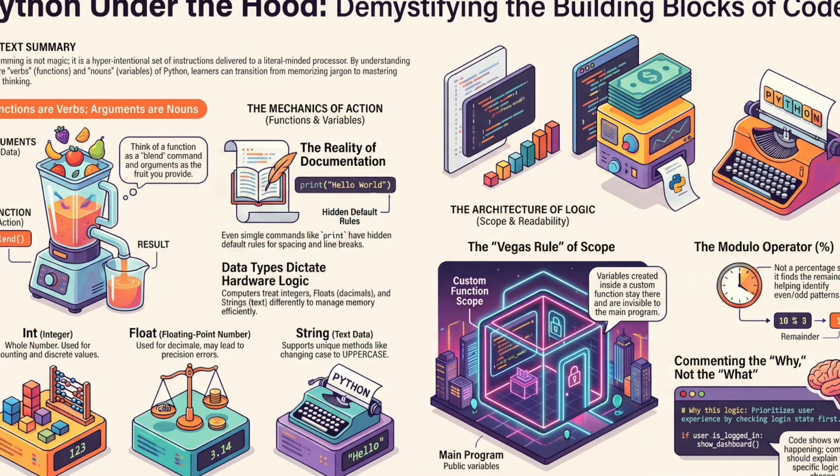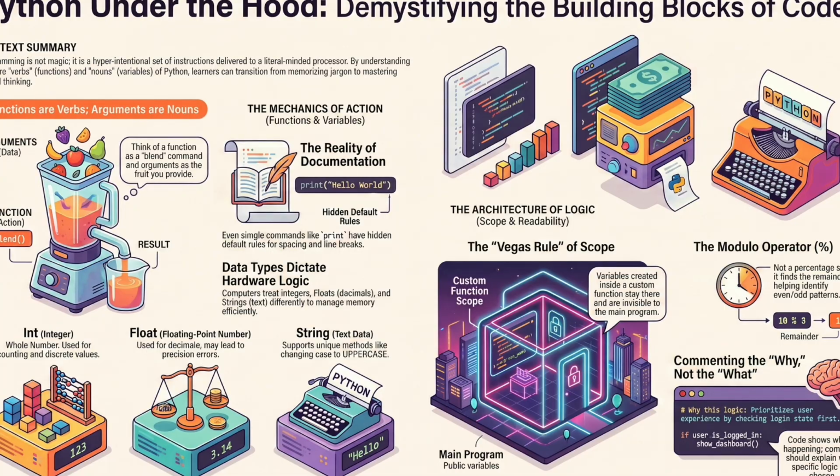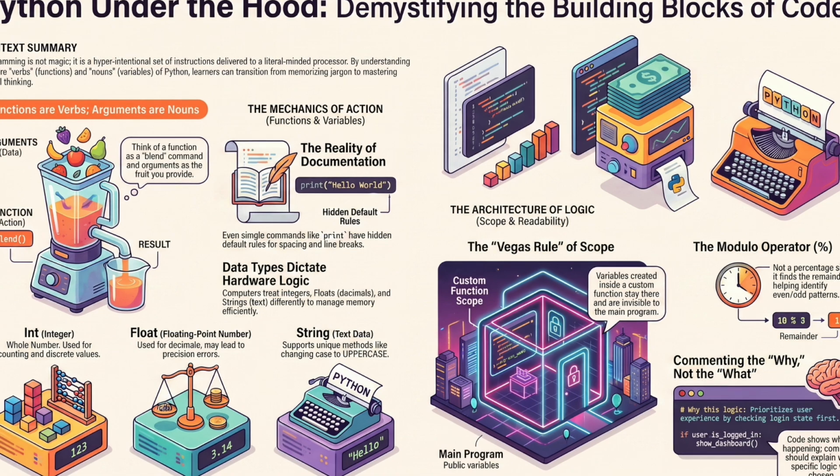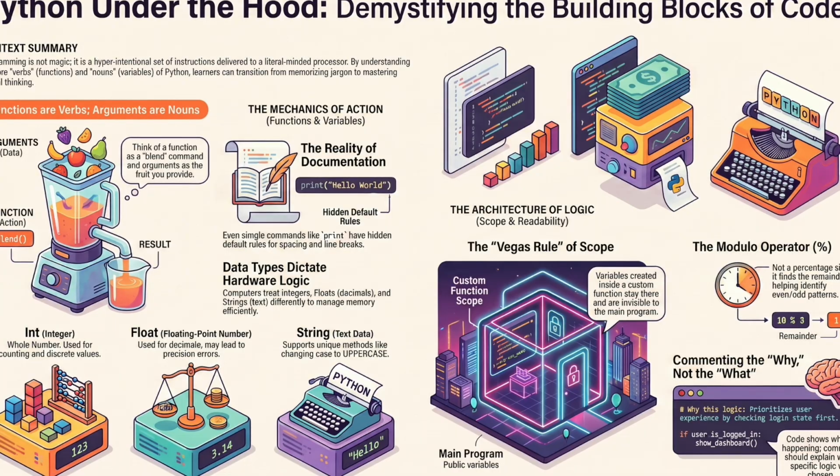But I have to push back a bit here. Does the computer actually care what is in the box? Oh, it absolutely does. This is where we get into data types. Okay, so it's not just a generic box. No, not at all. The hardware needs to know exactly what it's dealing with to allocate memory. So you have an int, which is short for integer, or a whole number, and then you have a float, which is a floating point number, basically a decimal.